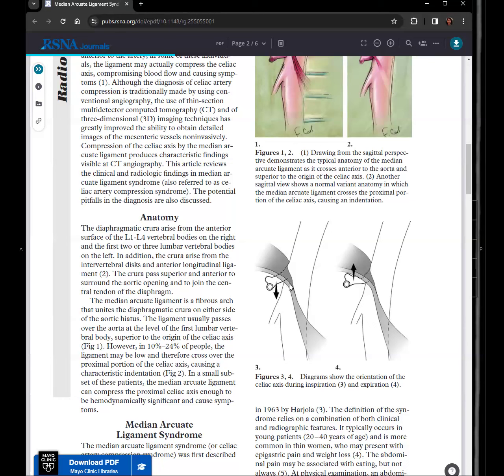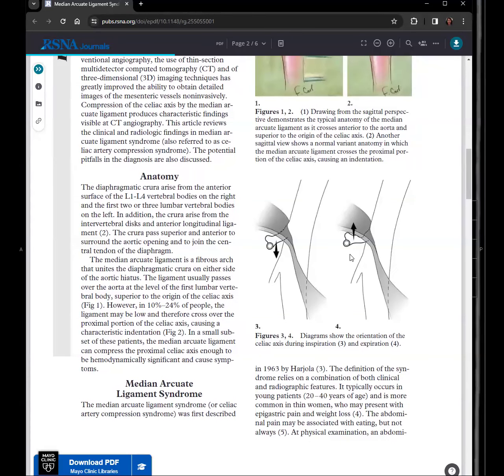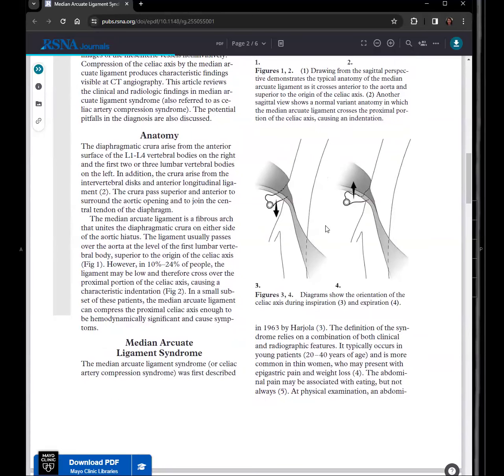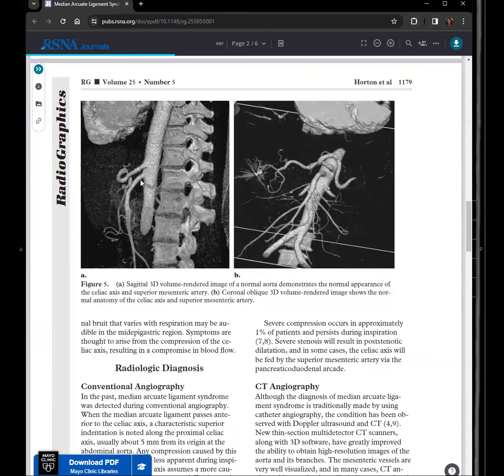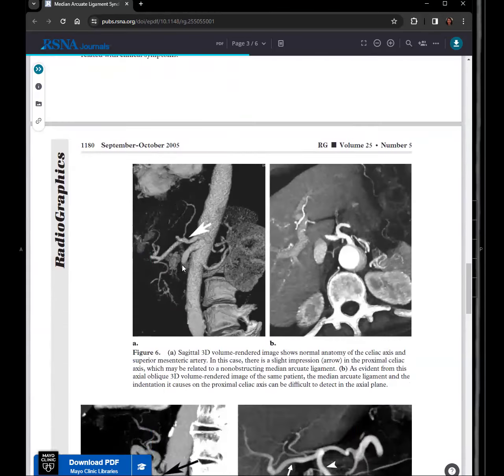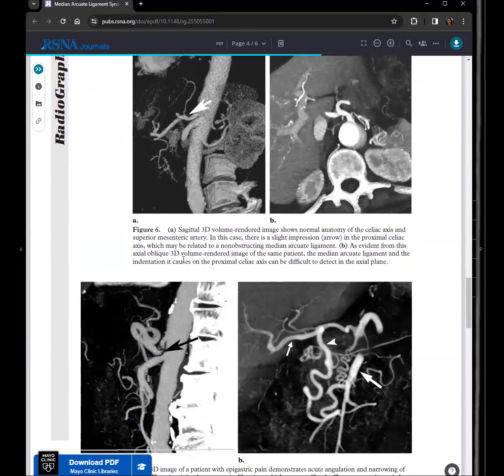So in this case, we see it on both, and it gets worse on expiration, but we see it pretty prominently on the inspiration view as well. So if you're not sure, then you can get this protocol to kind of induce it. And here, a really nice example. This is a normal celiac axis, and there is no kink. But then when you do have median arcuate ligament syndrome, then you get this pinch, just like this here.